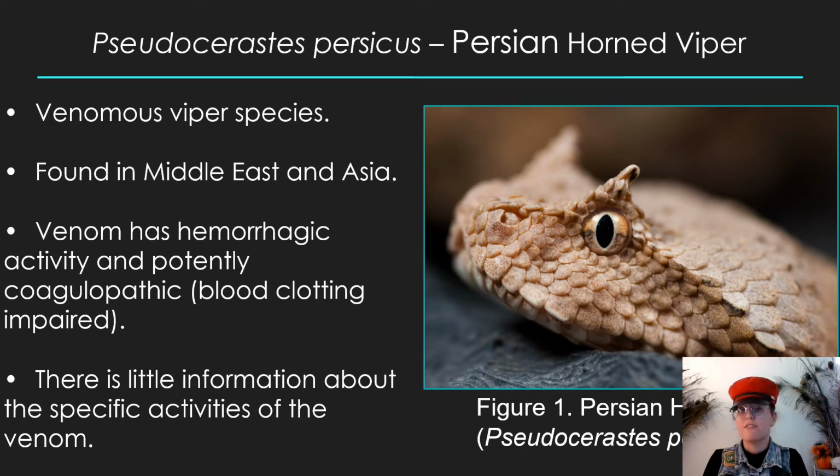The venom itself has hemorrhagic activity and is potentially coagulopathic, meaning that an envenomated prey subject would have impaired blood clotting once exposed to the venom. Besides these two things, there's very little information about the specific activities of this venom. Additionally, there's no anti-serum for this snake venom as it currently stands.